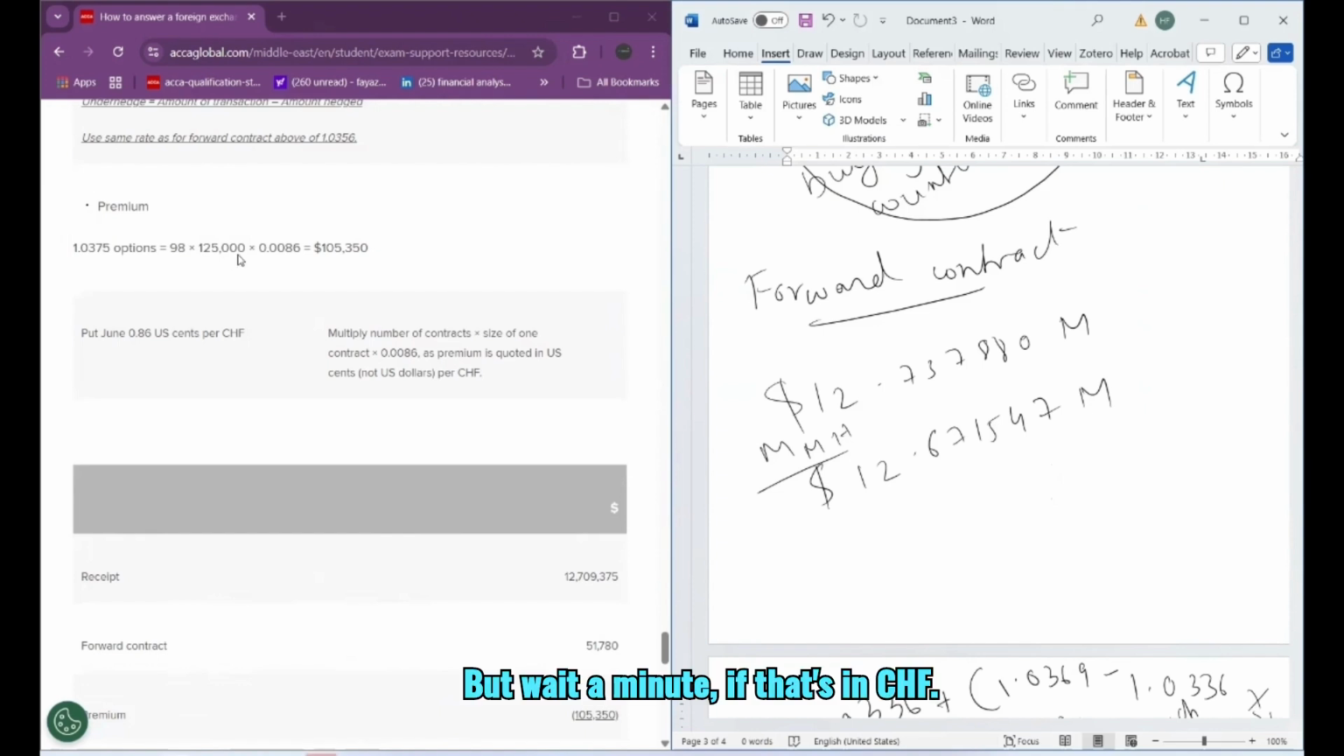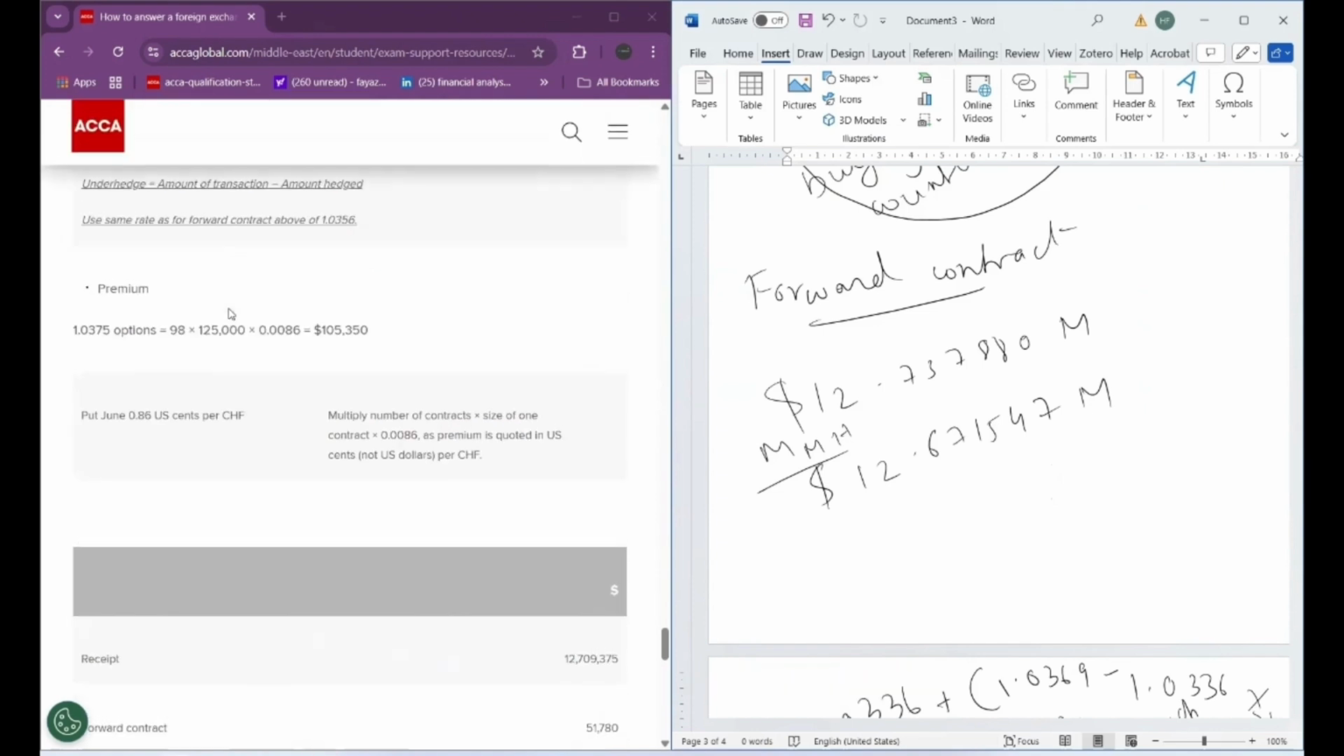But wait a minute, if that's in CHF? Yeah, correct. So you will get it in CHF, and then you will multiply that into 0.0086. So for each CHF contract, this much in US dollars is the premium. So you don't have to convert that. It's not like you will convert the 1,25,000 contract size into US dollars first, and then multiply that.